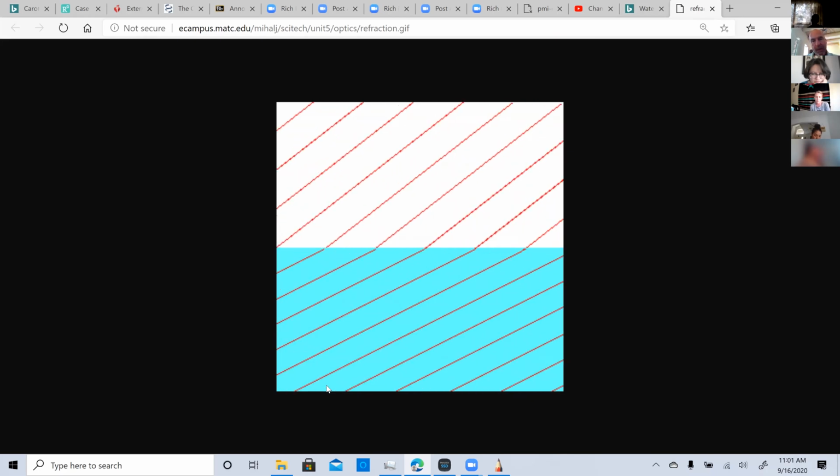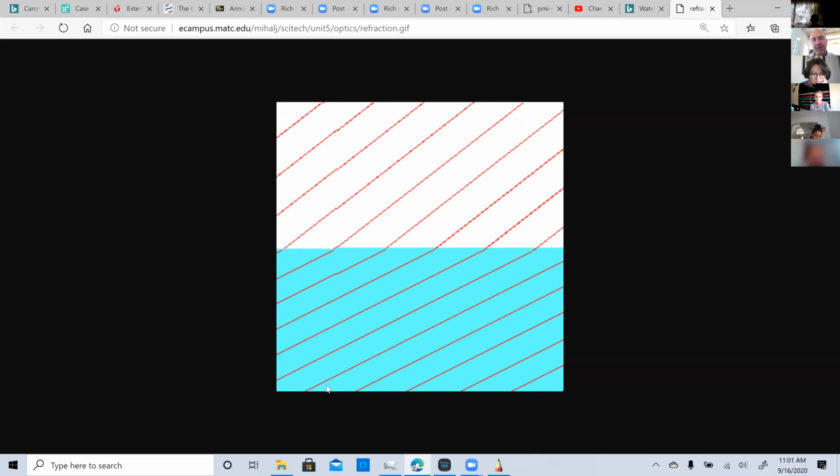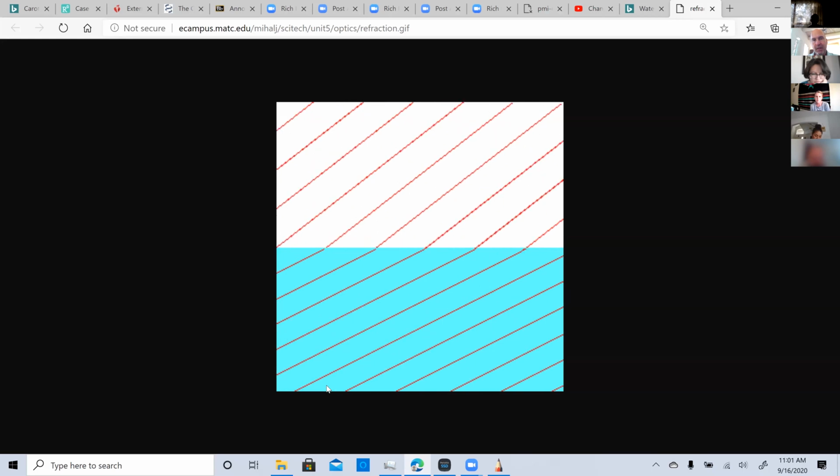but this is a situation where the speed of sound, or the speed of light for that matter, is slowing down. So the red lines represent sound waves, each cycle. So perhaps the red lines represent the peak of each cycle. And then the white in between would represent the trough.